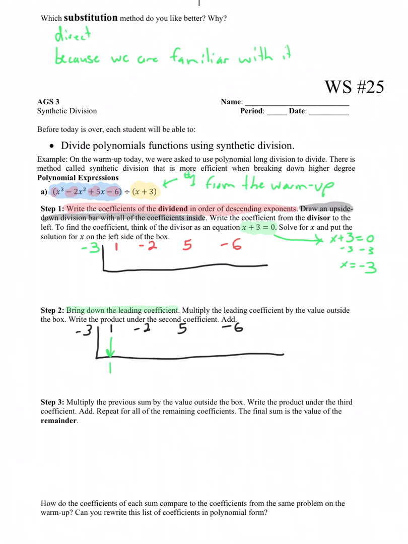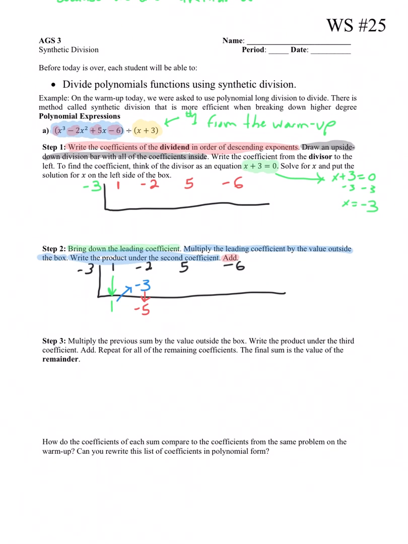Now we're going to multiply the leading coefficient by the value outside of the box. So we'll multiply by negative 3. And 1 times negative 3 is negative 3. We're going to write that product under the second coefficient. And then finally, we're going to add and drop the addition outside the box. So we get a negative 5 here. So that's just kind of breaking down the steps here. Drop the 1 out, multiply it by negative 3, you put it back in, and then we add the next column.